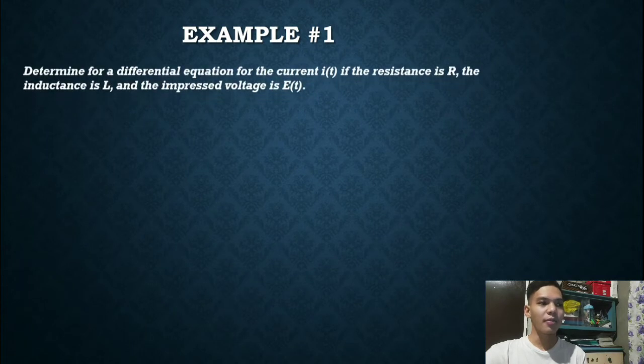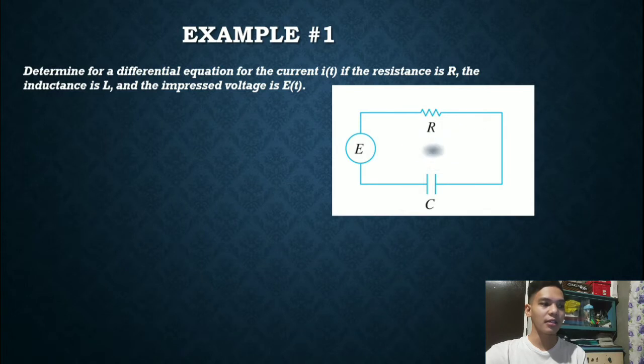Here is example number 1, which is stated as: determine the differential equation for the current I with respect to t if the resistance is R, the inductance is L, and the impressed voltage is E(t), otherwise known as the voltage total of the circuit. Here is the circuit given, where we can visualize the three present.